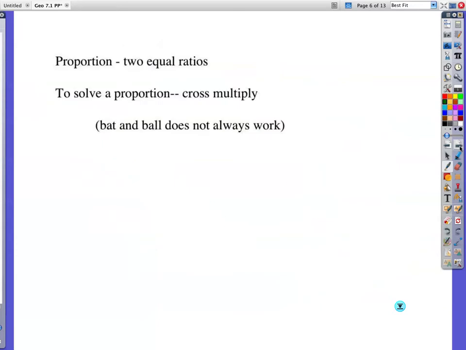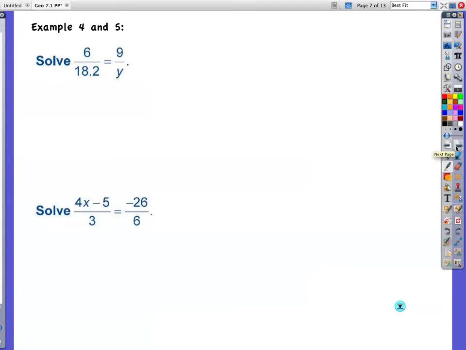All right, moving on. A proportion is two equal ratios, or sometimes I say two equal fractions. To solve a proportion, we cross multiply over the equal sign. I don't know if they teach it anymore, but sometimes in middle school, because you do much easier proportion problems, your teacher might say bat and a ball. However, the bat and the ball doesn't work now when you get to geometry. It only works with certain ones. So, we're going to teach you the correct way and the way I want you to go about solving a proportion. We are going to cross multiply over your equal sign. So here's your equal sign. You cross multiply, cross multiply.